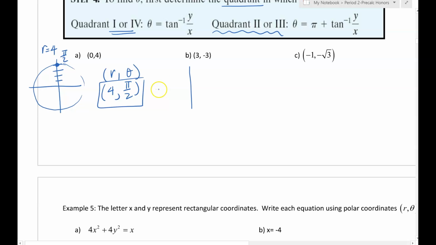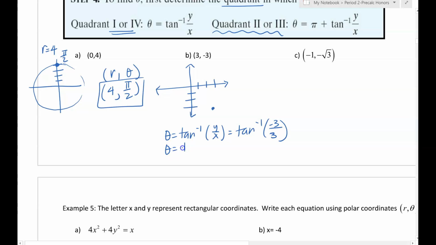Then let's sketch this out. You have an x value of 3, 1, 2, 3, and a y value of negative 3, 1, 2, 3. So my sketch tells me I'm in quadrant number 4. Well, in quadrant number 4, as you guys already know, I'm going to use tangent inverse. So theta equals tangent inverse of y divided by x. Well, y is going to be negative 3, x is 3. So that's going to be tangent inverse of negative 1. Whoa, that's cool because that's negative pi over 4. Okay, so I got my theta.